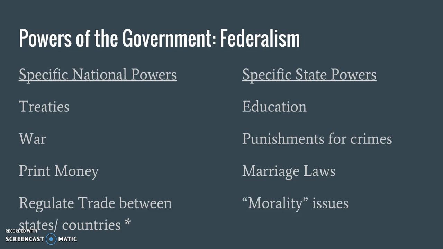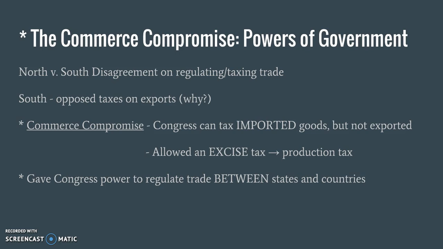And it also creates a system where you are a citizen of two entities. You're a citizen of the United States, and you're also a citizen of the state you live in, because there are two governments that are making laws that affect your life. Okay? And we'll get more into federalism tomorrow in class because it's a big topic, and you need to understand how it operates.